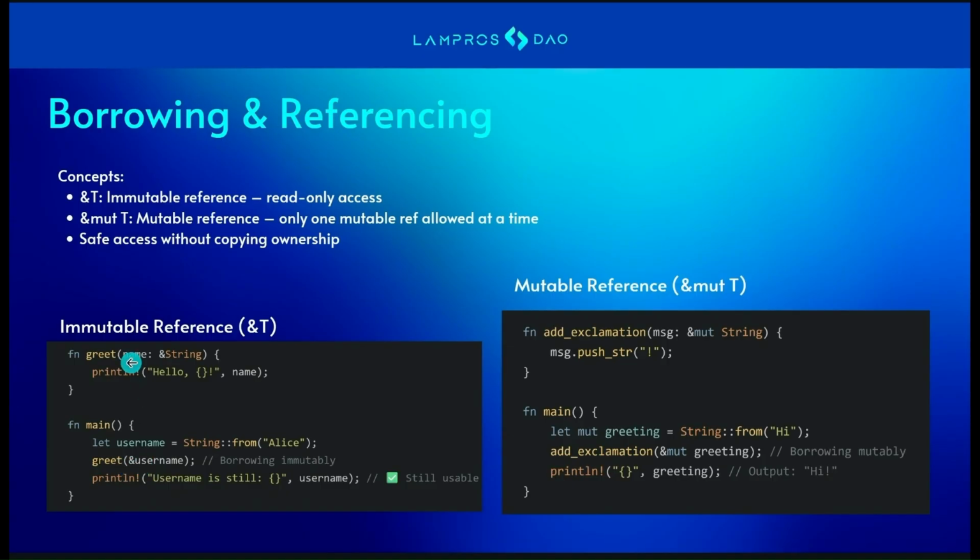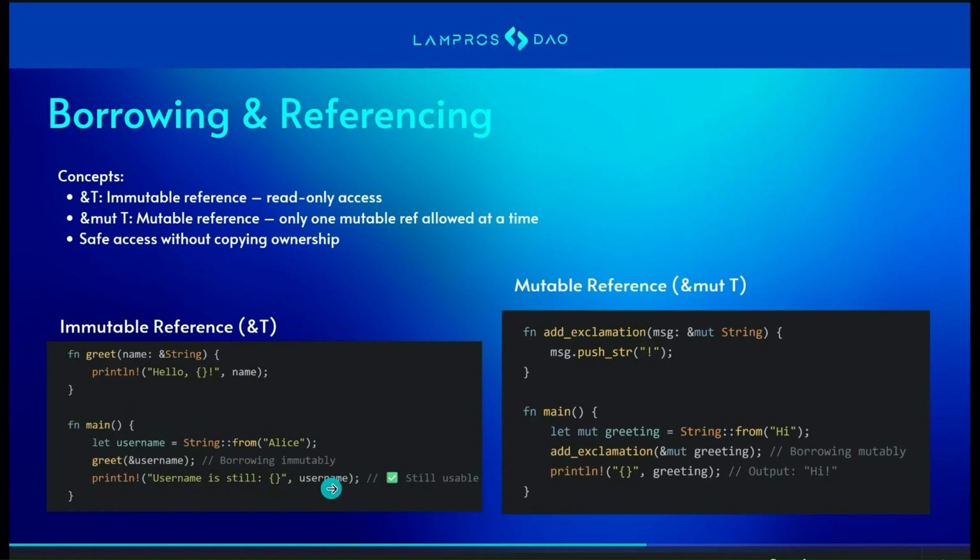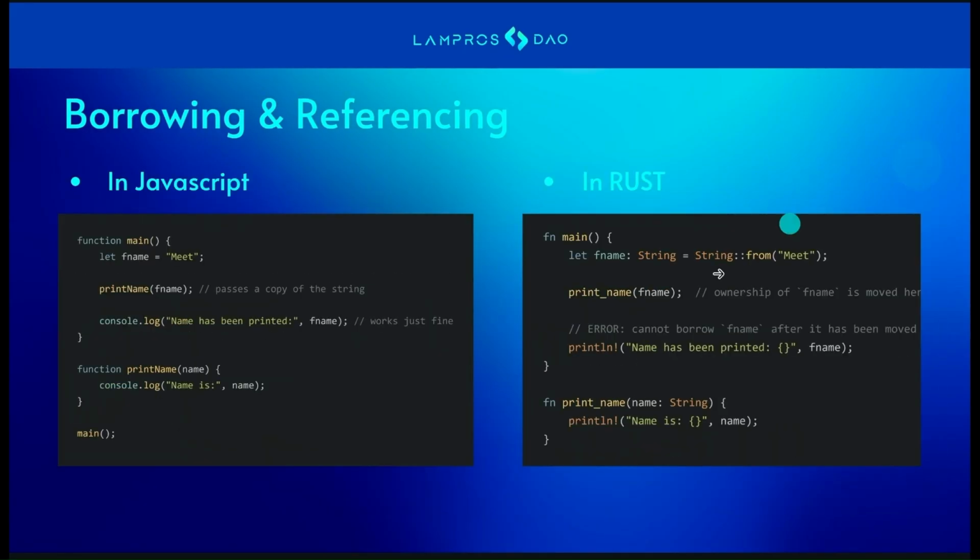It means the greet function is only borrowing the alias. Ownership of alias is still there with username. So that's why we will be able to print the username here, because we have used the ampersand. Ampersand means the greet function has borrowed the value of alias, but here we are not doing it. Here we are directly passing it.